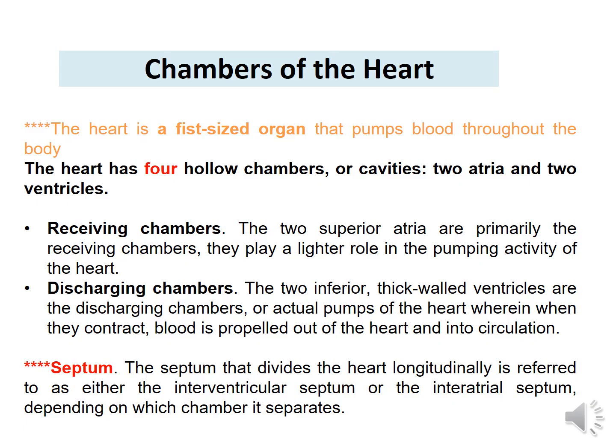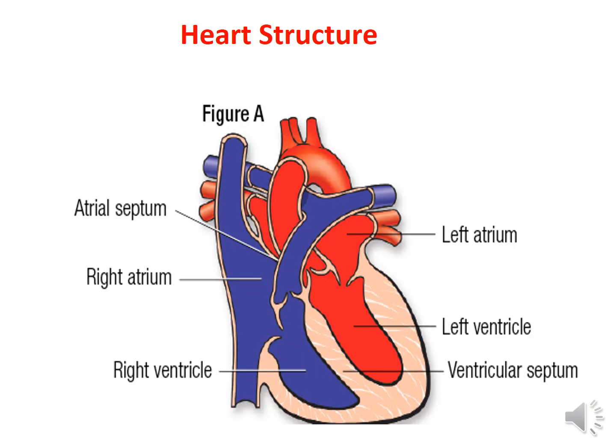The heart is a fist-sized organ that pumps the blood throughout the body. So the size of the heart is equal to the fist of the human being. The heart has four hollow chambers or cavities, called two atria and two ventricles. The receiving chambers are the atria, which are found in the superior part of the heart, and the two ventricles are the discharging chambers, which are present in the inferior part of the heart. In addition, a septum divides the heart longitudinally into two sides, right and left, as you can see in the figure now. Each side has an atrium and a ventricle, and in the middle there is a septum which divides the heart into two parts.